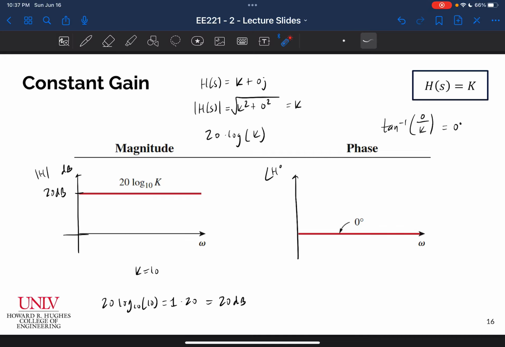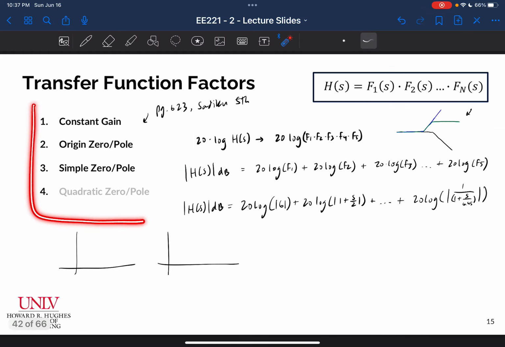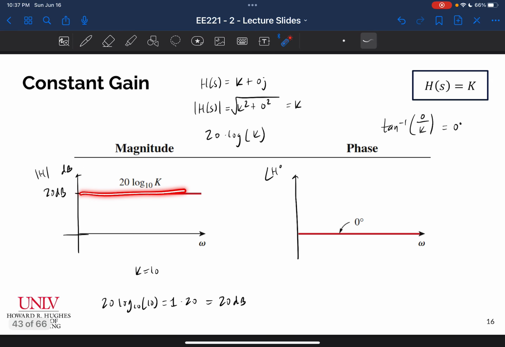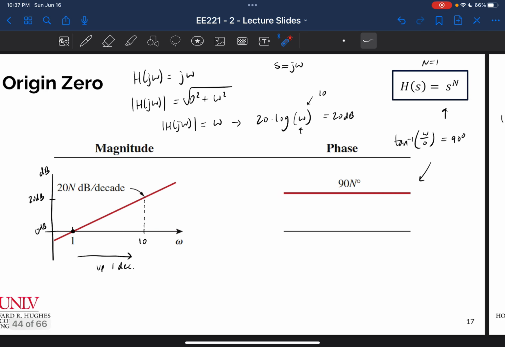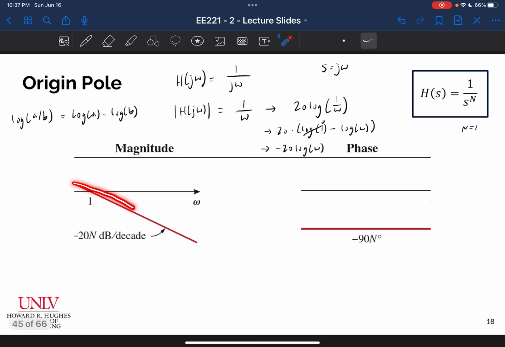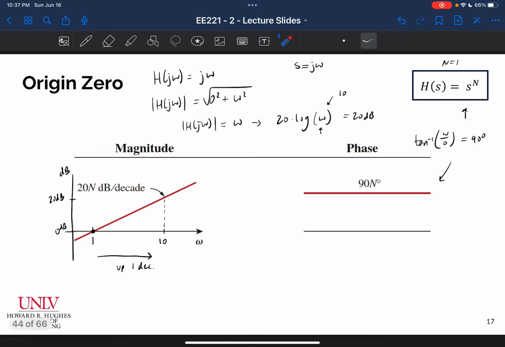But let's go through them real quick one last time. Of course, I have them listed here. I crossed out quadratic zero and pole. We've got the constant gain term, which has flat response in both magnitude and phase. We've got the origin zero, which rises at 20 dB per decade, with 90-degree phase. The origin pole drops at 20 dB per decade, with negative 90-degree phase. The key to both of the origin ones is that they cross 0 at a frequency of omega equals 1.